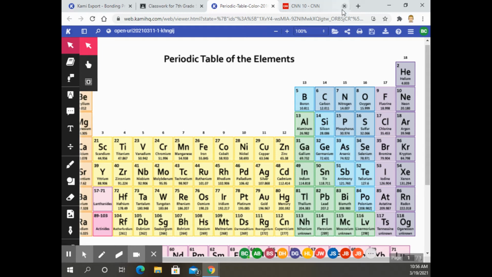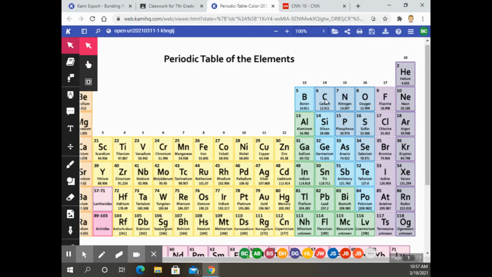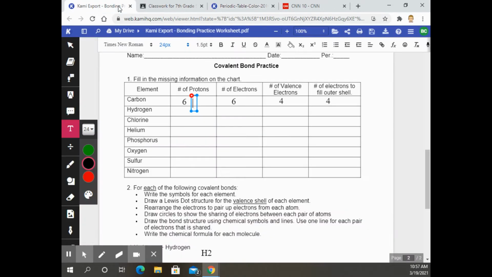So if carbon has an atomic number of 6, like we see here, carbon's going to have 6 protons and 6 electrons. So I go over here, all right, 6 protons, 6 electrons.